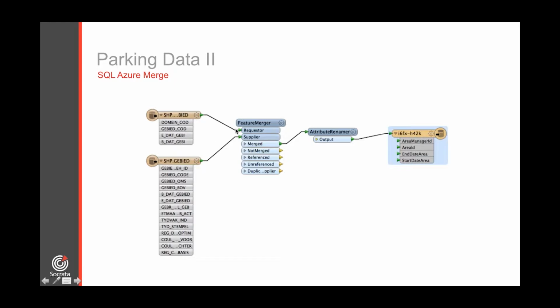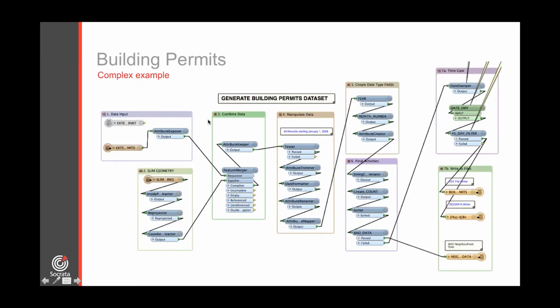So some more parking data. You might wonder why those fields make no sense, but those are actually Dutch. This is another case, a relatively simple use of the feature merger. There are two different database tables in SQL Azure, merging them together, just like Laura showed in her example, and then renaming the attributes. I think they're actually renaming to English, which is kind of interesting, and then publishing the result to a Socrata dataset, updating a Socrata dataset.